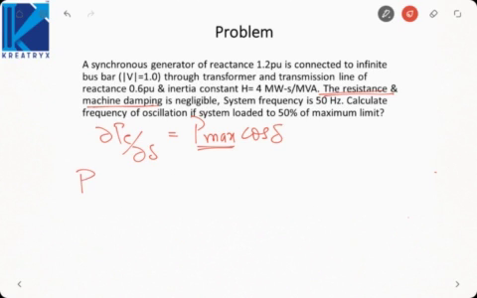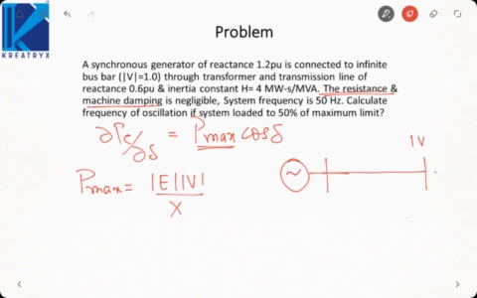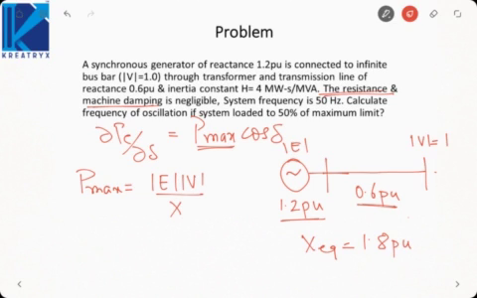If we wish to calculate Pmax, it is actually mod E mod V by X. Now how is my system? System is like this. Here we are given mod V is equal to 1 pu. Mod E, this reactance is given to me 1.2 pu. This is 0.6 pu. Now since both these are connected in series, what will be the equivalent reactance? 1.8 pu. So what will be Pmax? It will be 1.2 into 1 upon 1.8, that is 2 by 3.